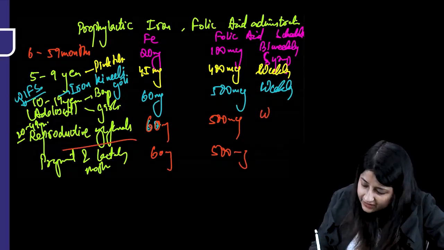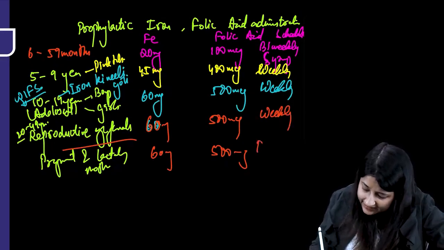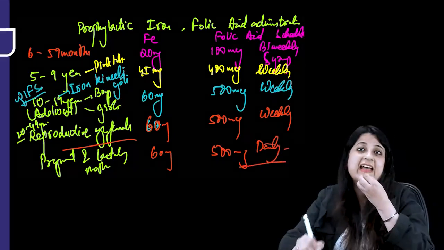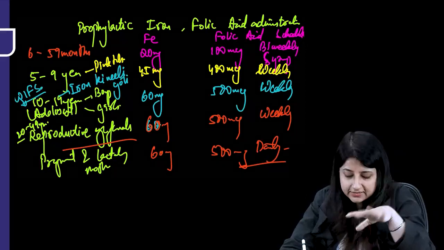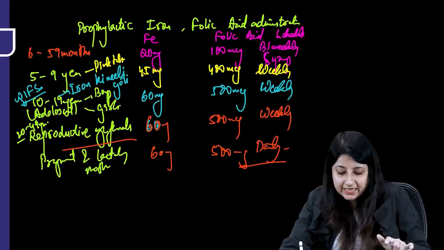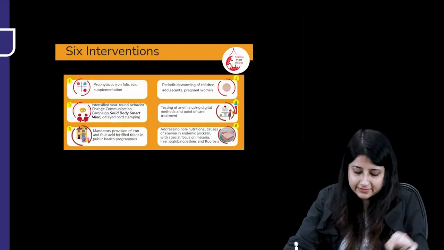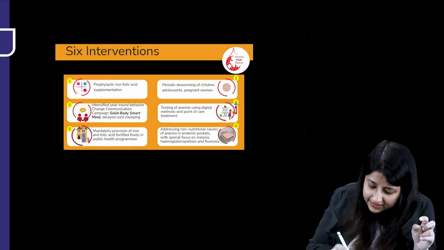But reproductive age females, again weekly, pregnant and lactating mothers, it is given daily. After the first trimester we start, and it should also be given up to 6 months after lactation. Plus इसमें हम लोग deworming कर रहे हैं. Yes, so you can see over here deworming is being done.